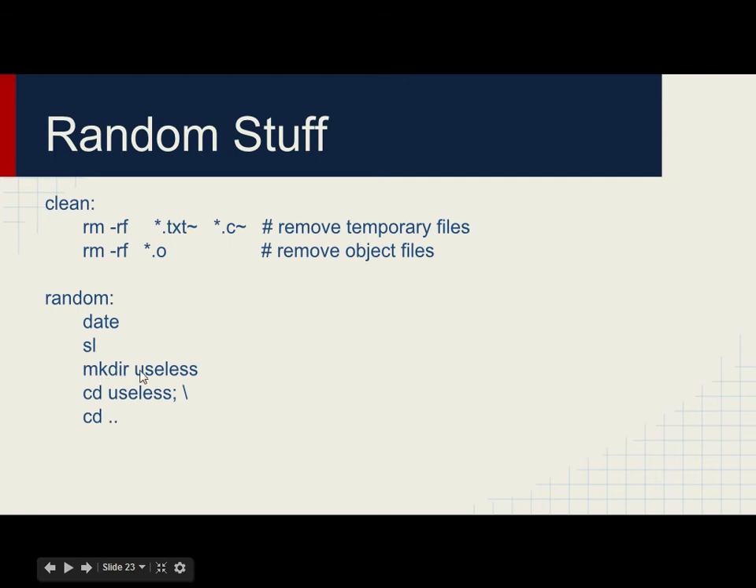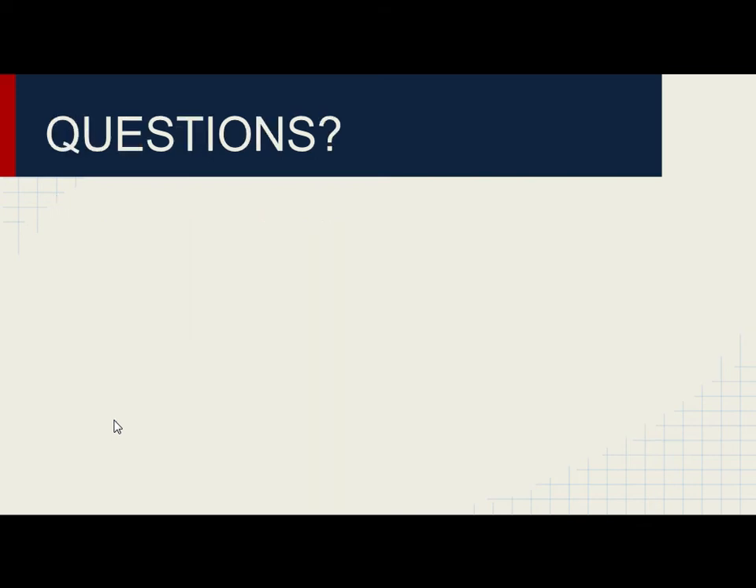And this is an example of actually changing directories and maintaining the instance. So it'll make a new directory in the current directory, change into it, and then change back to the original. So just random stuff. And so do we have any questions? All right, question.